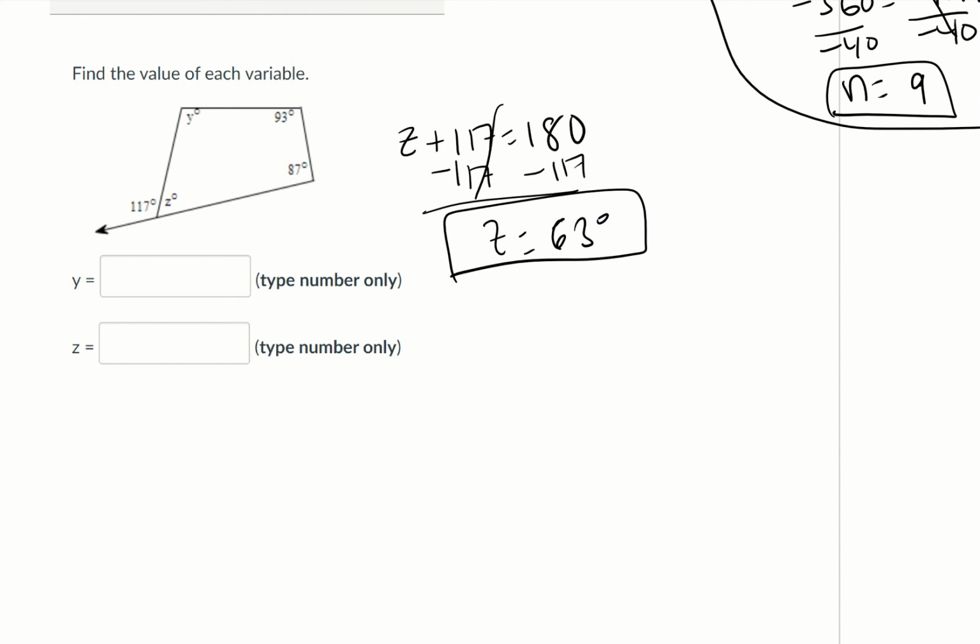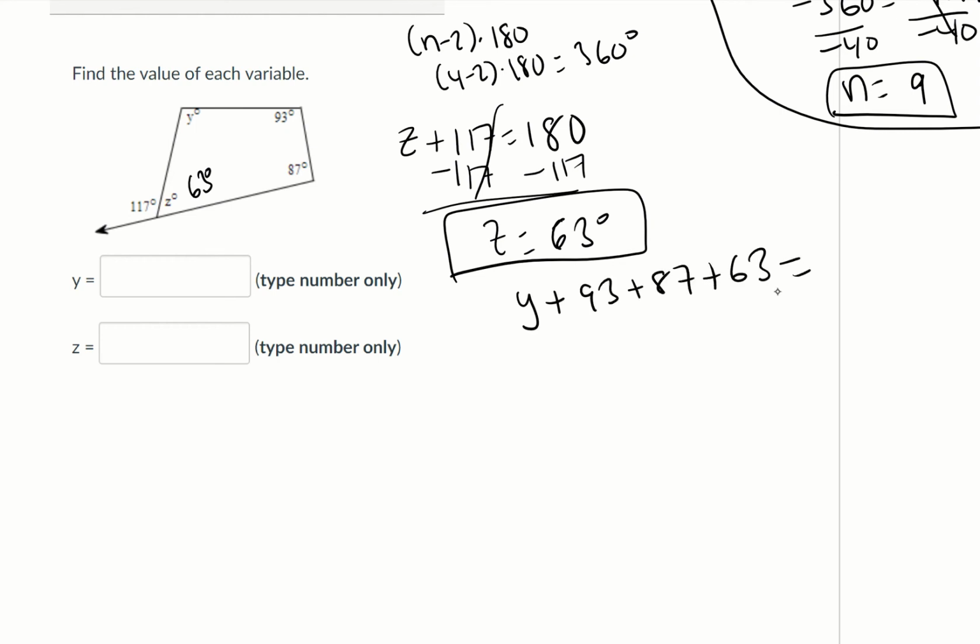So we got z, and since we know this is 63, we know that for a quadrilateral, the interior angles add up to 360 because remember the formula n minus 2 times 180. If we plug in 4 into that formula, we get precisely 360 degrees. So we're going to add up all 4 angles, y plus the 93 plus the 87 plus the z that we just found, which was 63, which equals 360. If we add these, we'll be able to get y. So 93 plus 87 is 180, and then 180 plus 63.